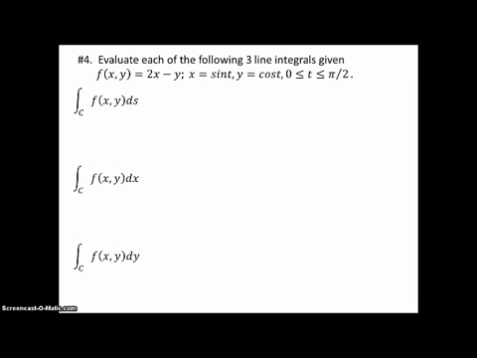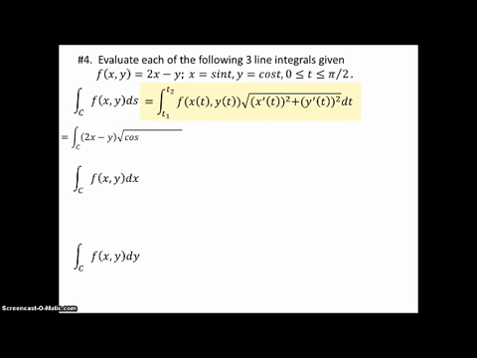Number 4: evaluate each of the following 3 line integrals given f of x, y equals 2x minus y, and this parameterization of x and y. So it's the same 3 line integrals as before. Here's our formula with no z component because we're in 2D here. And so we have our function 2x minus y and our derivatives, cosine and negative sine respectively, and then that square root simplifies nicely to 1, and x becomes sine t and y becomes cosine t, and then we have our limits going from 0 to pi over 2 as given, and that's an easy antiderivative, and when we evaluate it we get 1.